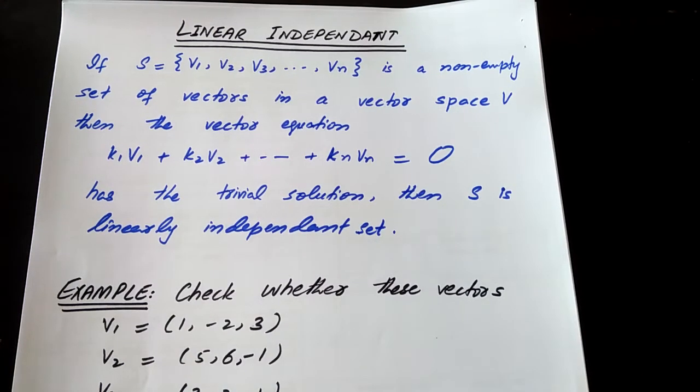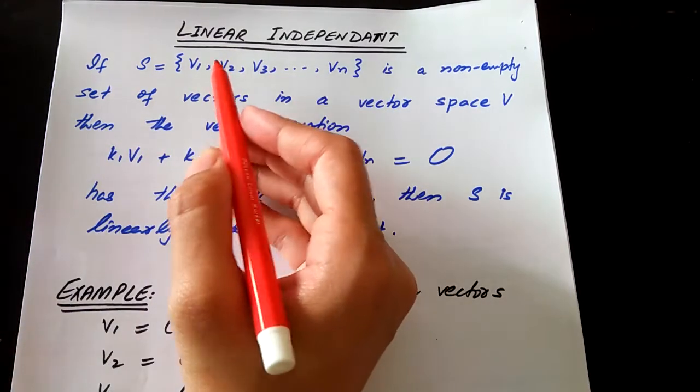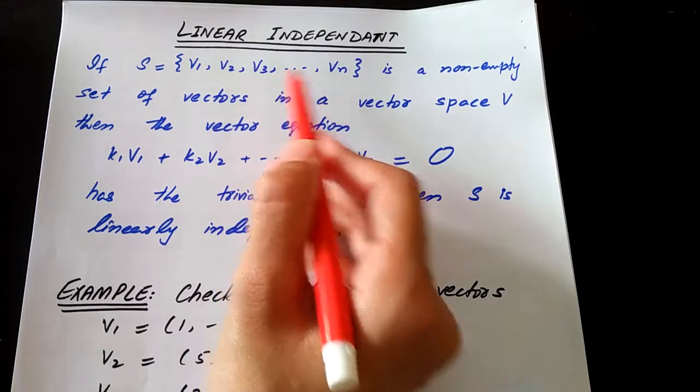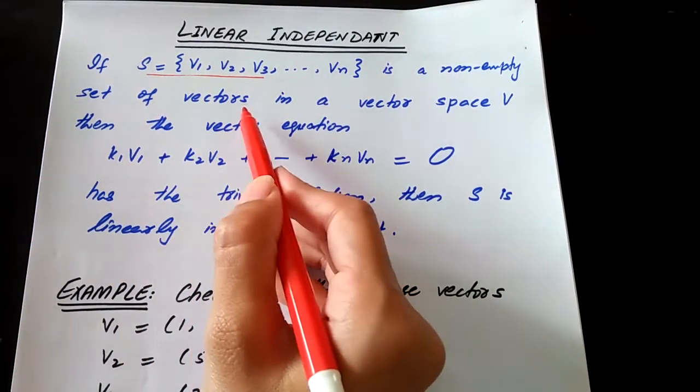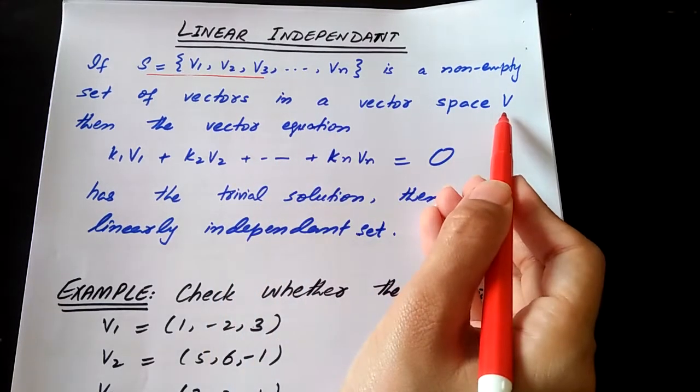Linearly independent. How can you tell whether a given set is linearly independent or linearly dependent? For that purpose, you must know the exact definition of what linearly independent means and what linearly dependent means. If you are given a set of vectors v1, v2, v3 up to vn, this is a non-empty set of vectors in a vector space V.